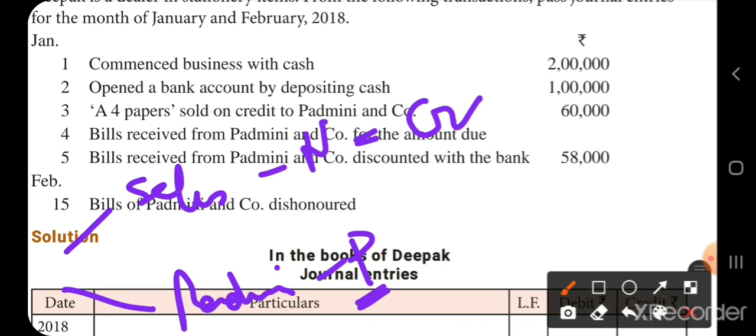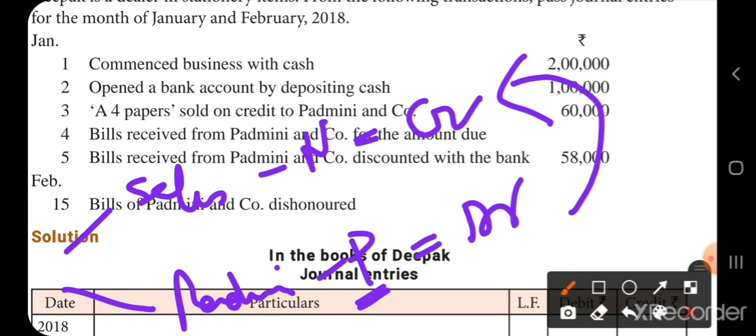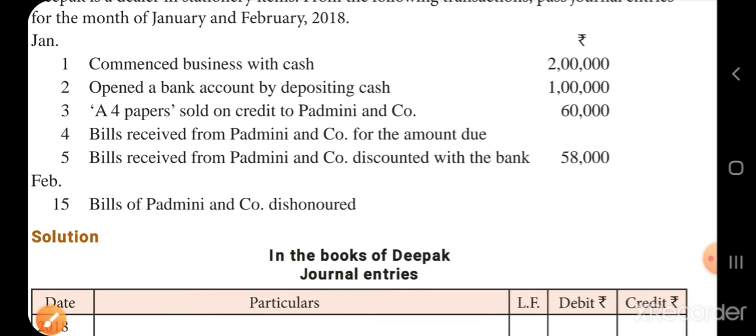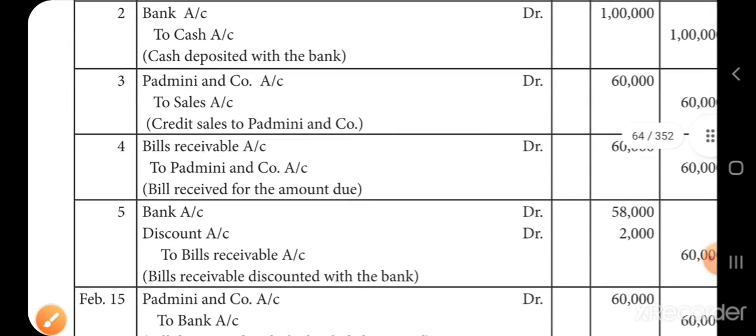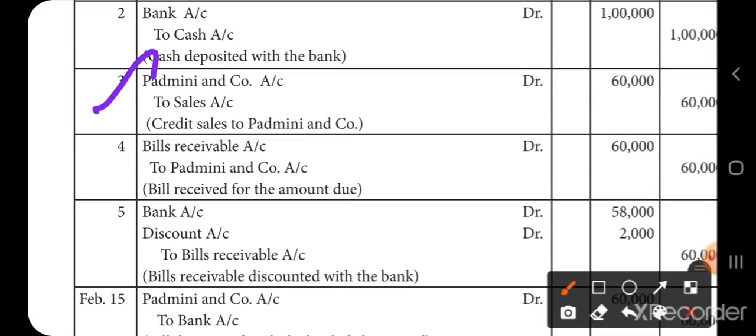Padmini to Padmini, so debit the receiver. So Padmini is the receiver, so debit her account. The entry will be Padmini account debtor to sales account. Okay. See here, Padmini to sales.